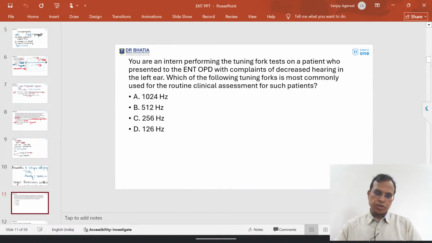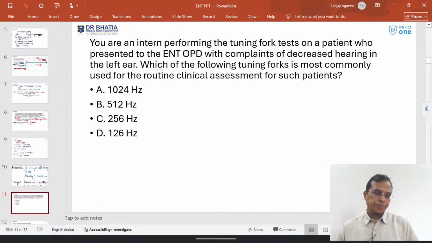So this is the next question. You are an intern performing the tuning fork test on a patient who presented to ENT OPD with complaint of decreased hearing in the left ear. So there is a hearing loss in one side. Which of the following tuning forks is the most commonly used for routine clinical assessment for such a patient?